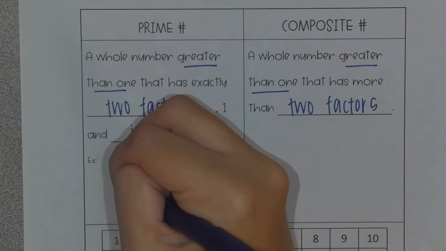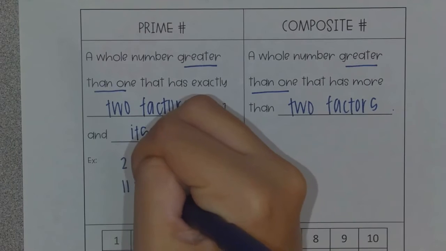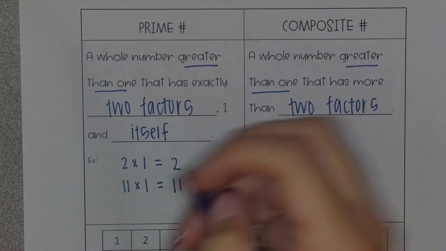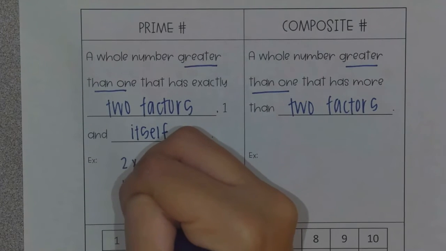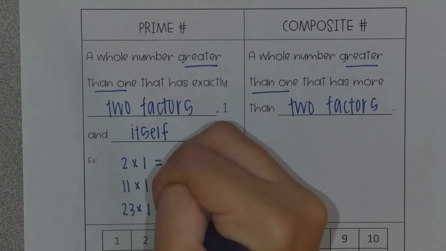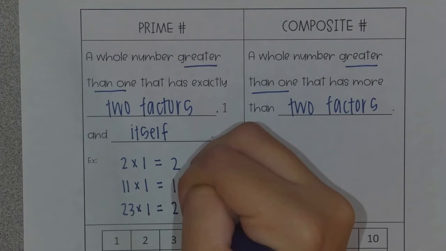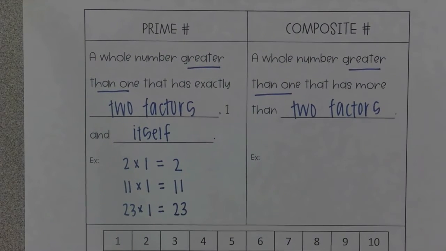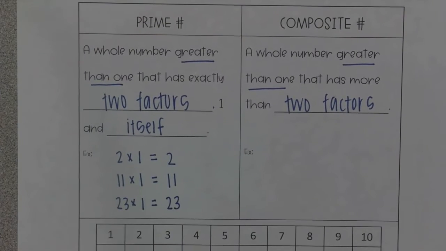Another example would be the number 11. The only way that I can multiply and get the number 11 is by doing 11 times 1. 23 would be another example. The only way I can get it is doing 23 times 1. So those composite numbers, those are the numbers that you can get a few different ways.